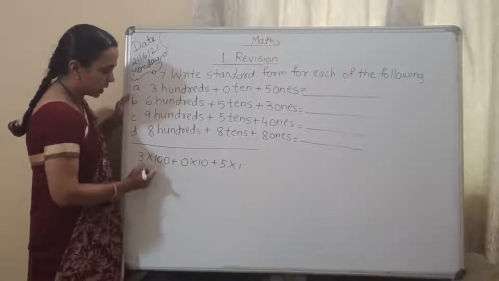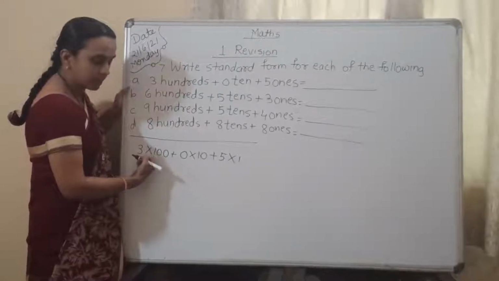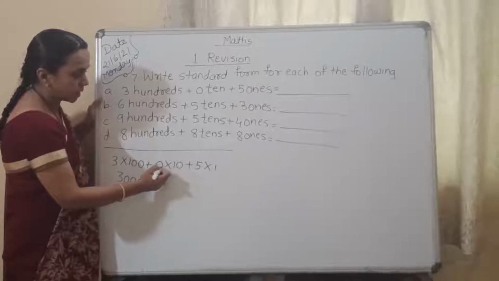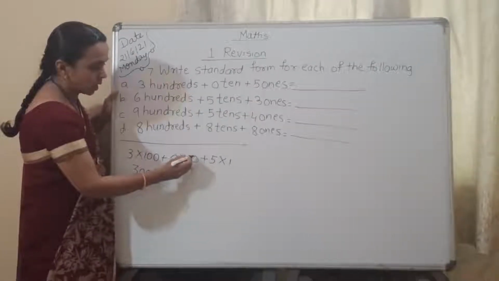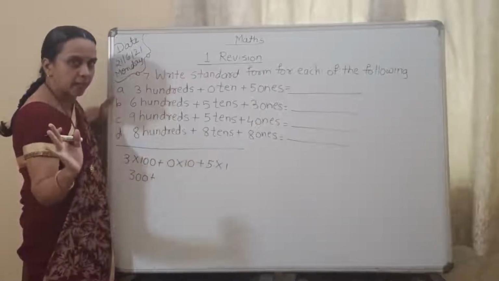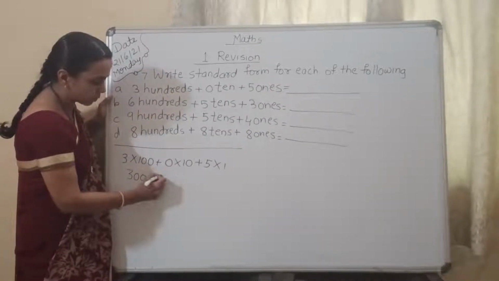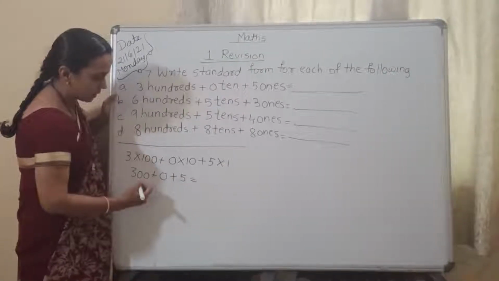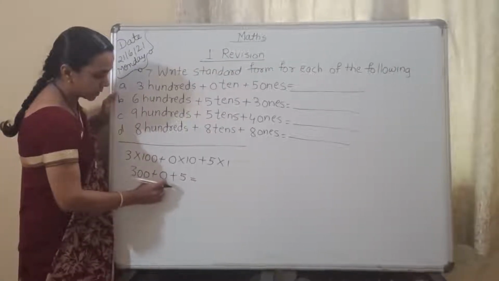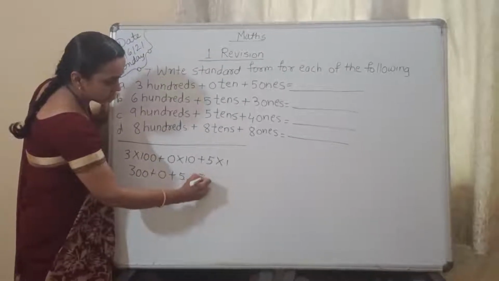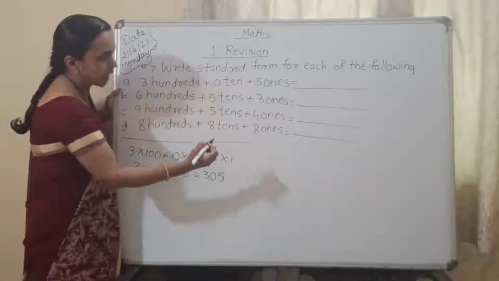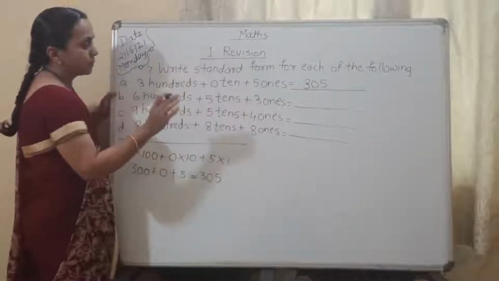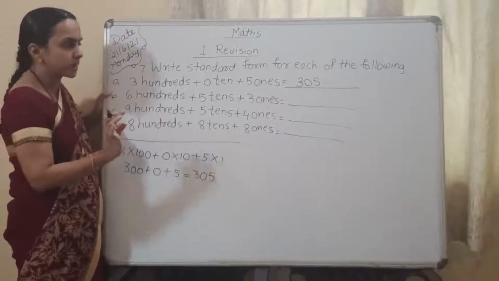So now do the multiplication here. 100 multiplied by 3, 300. Plus 10 multiplied by 0, 0. 0 multiplied by any number, the answer will be 0. So write down here 0. 5 ones are 5. So what is our answer? 300 plus 0 plus 5 means 305. We have to write here 305. You have to write down these answers in your textbook.